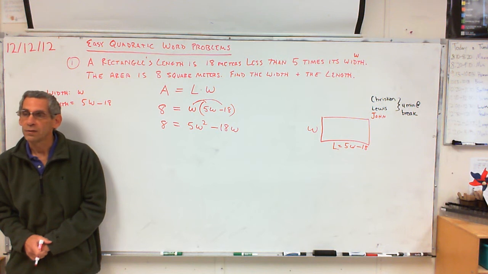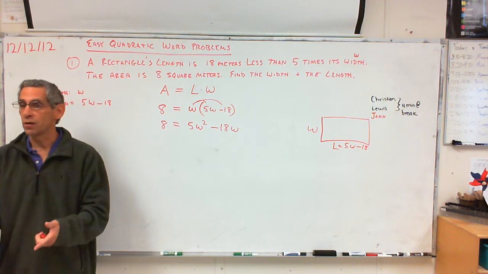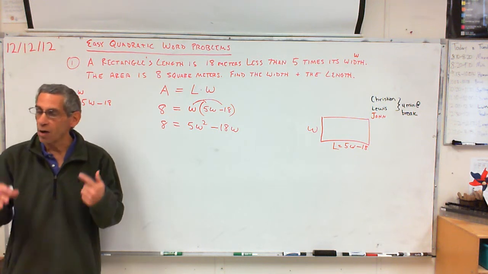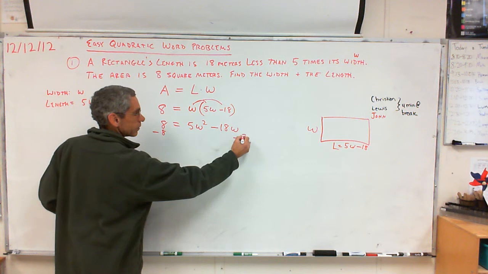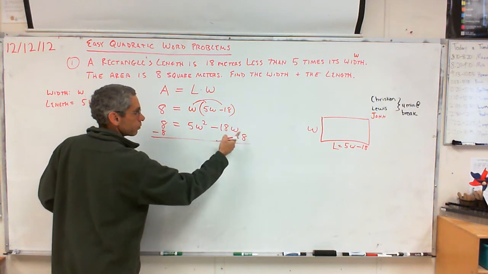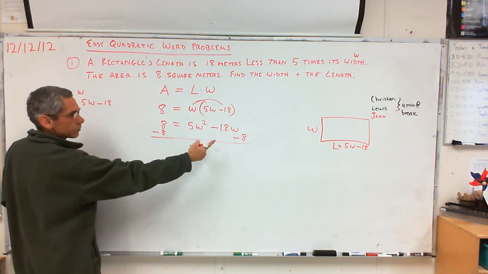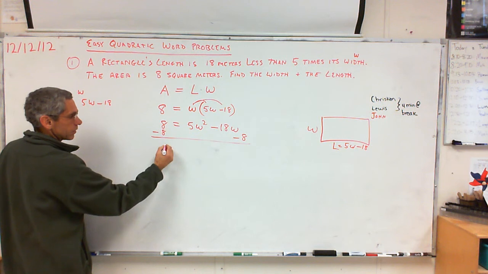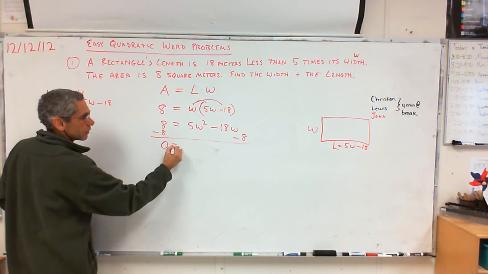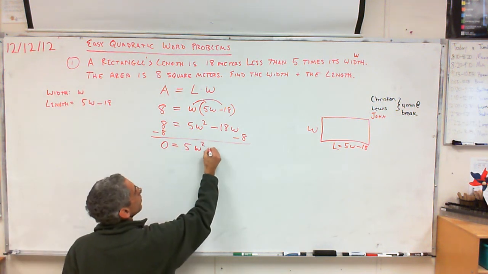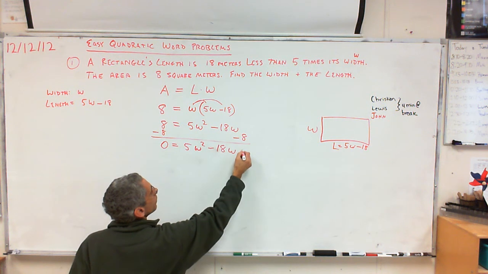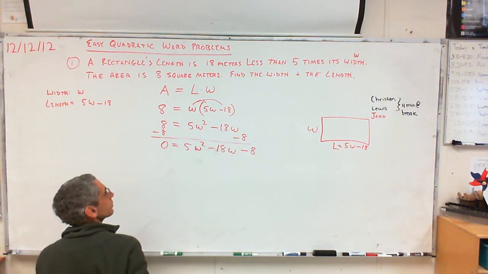Now, what do I do? Becca. Subtract 8 from both sides. Right, you want to make it equal to 0. That is the rule. You've got to make it always equal to 0. So subtract 8. Subtract 8. There's no like terms on that side, so I'm going to just add it to the end. So I now have 0 is equal to 5W squared minus 18W minus 8.